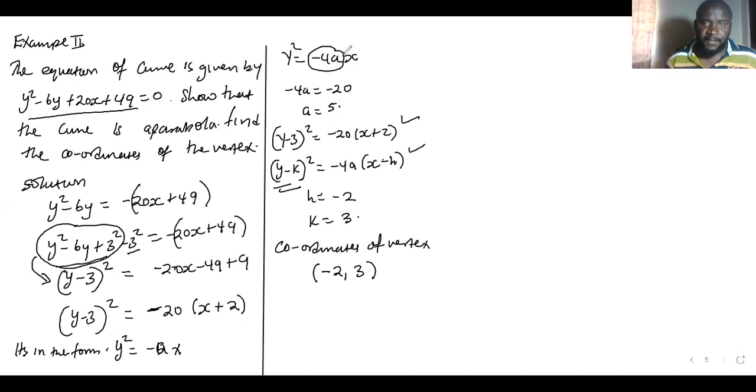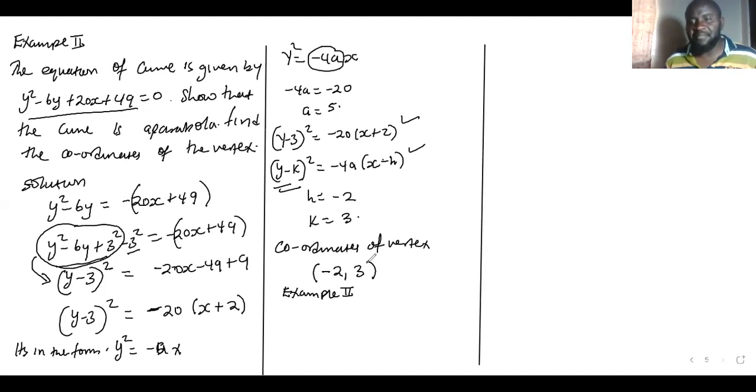Excuse me, sir. Yes, please. At what condition do you use by and at what condition do you use ax? I have said a and b are just constants. I can even write it like this.